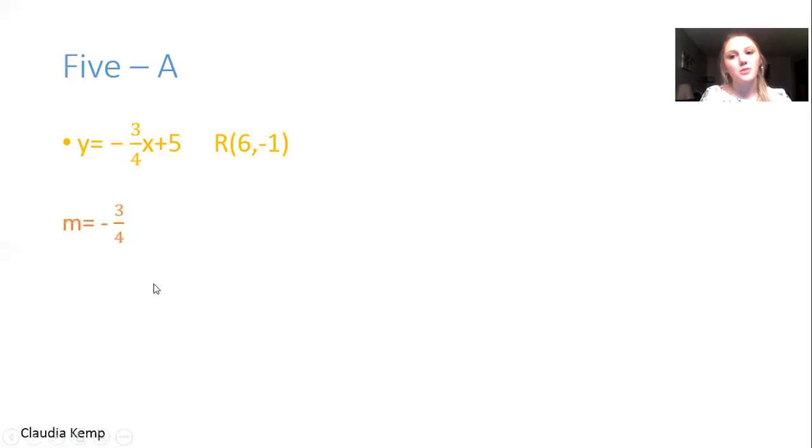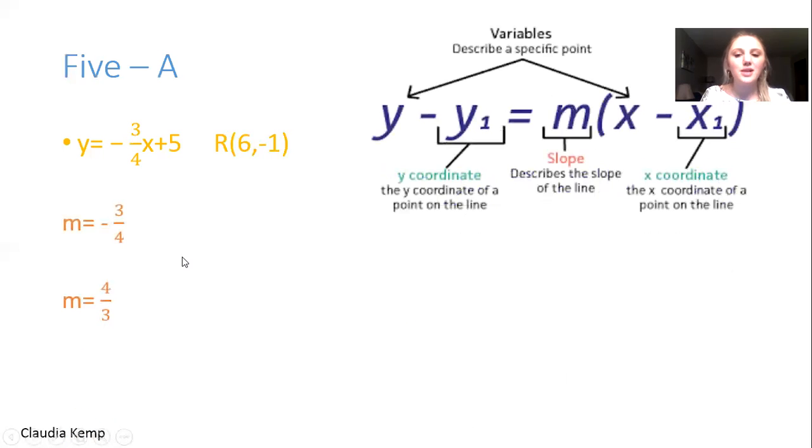Now, what would be the slope of the perpendicular line? Well, it would be its opposite or negative reciprocal. So the negative of negative is positive, and the opposite of 3/4 is 4/3. You have positive 4/3. Right. Next, we're going to plug it into the slope point form over here.